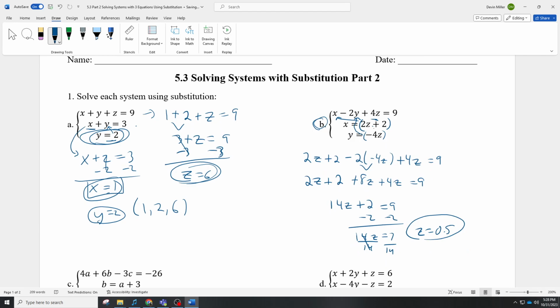So I think we did all the hard work on this one. Now we just have to go through and find the other variables and their values. So now we have z is 0.5. We're going to plug that into either the second or the third equation. We actually have to do both anyway.